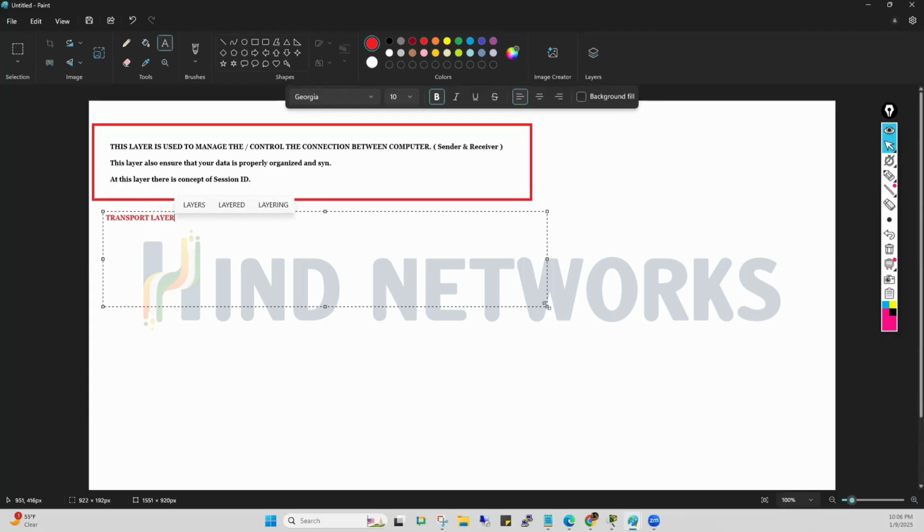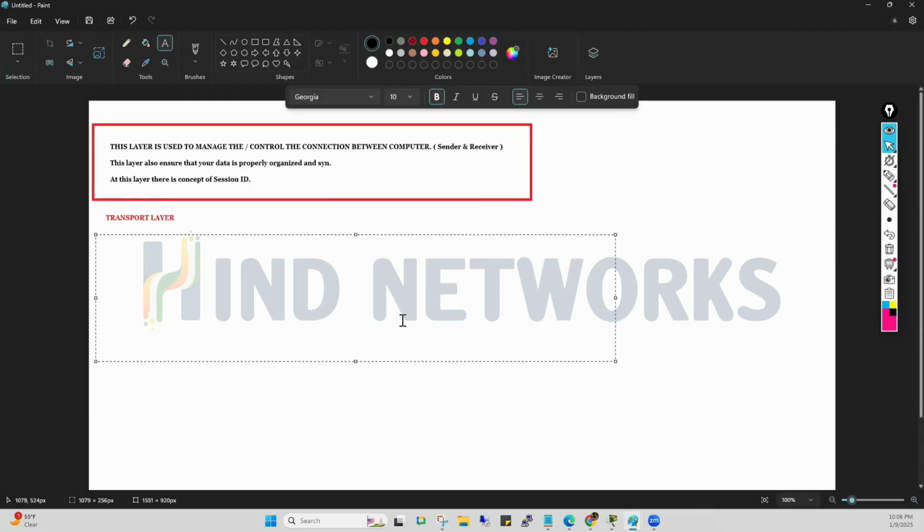the transport layer, guys. The transport layer is called which layer, guys? Layer number 4. Clear? The first point you need to understand about the transport layer is that it is responsible for end-to-end communication. What do you mean by end-to-end communication? Same thing I told you.